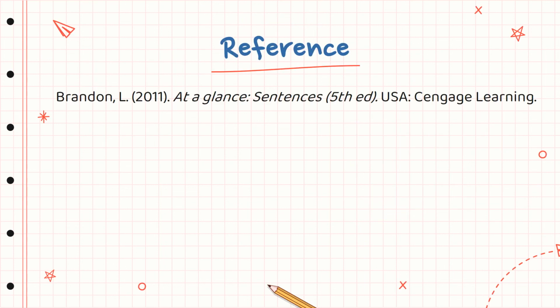Okay, that's all from my explanation about identifying the subject and the predicate in a sentence. And this is the reference for the explanation, which is taken from the book At a Glance by Brandon, 2011.